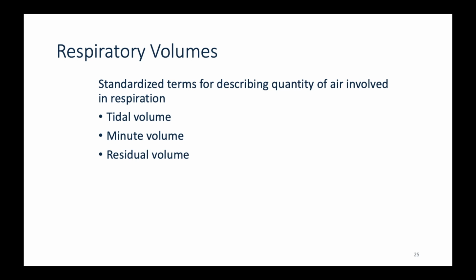The minute volume is the volume of air inspired and expired during 1 minute, and it's calculated by multiplying the tidal volume by the number of breaths per minute. So for example, an animal with a tidal volume of 450 milliliters taking 12 breaths per minute, we would multiply 450 by 12, which gives us 5,400 milliliters, which of course is 5.4 liters. So within 1 minute, they're inhaling and exhaling 5.4 liters.